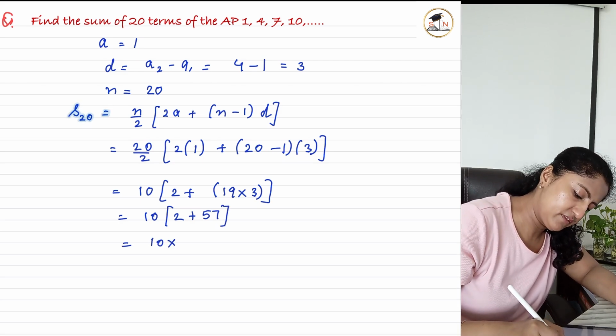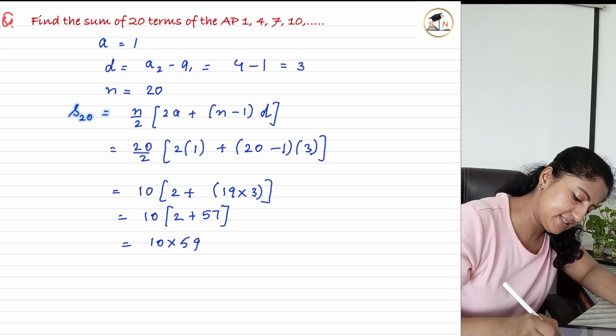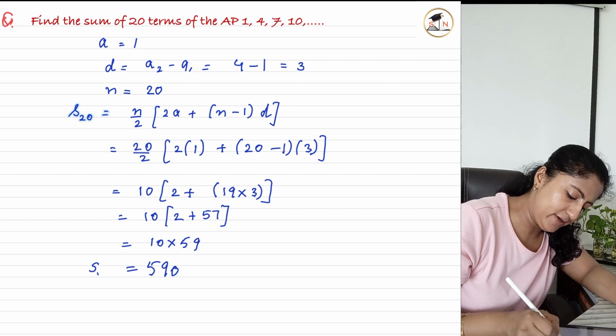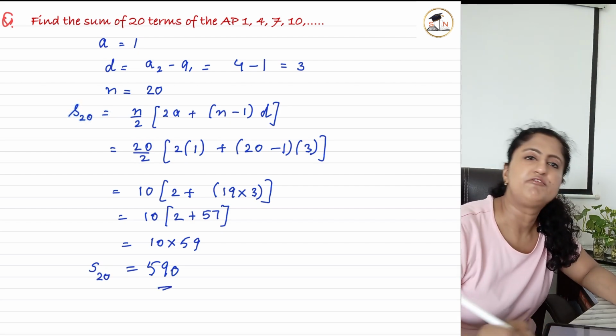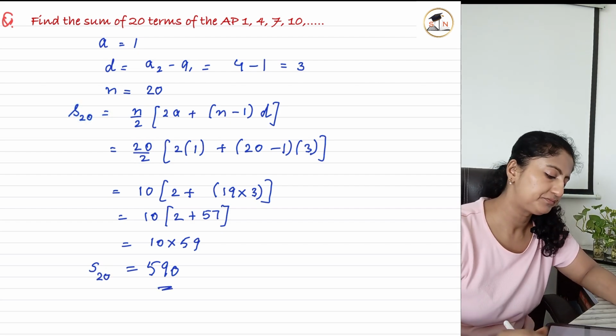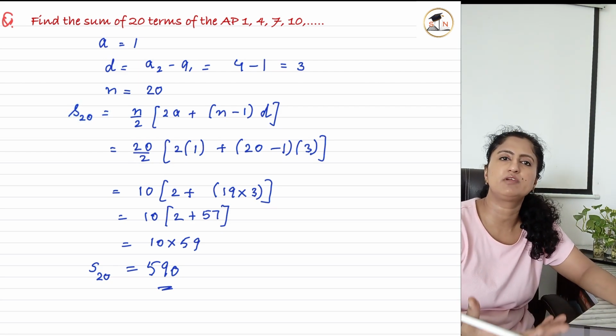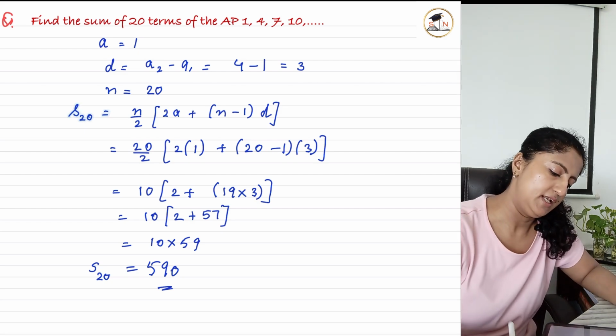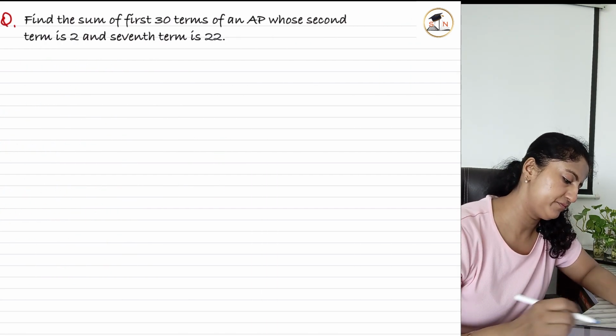10 times 59, and hence the sum comes out to be 590. So S20 comes out to be 590 over here. Okay. This was the most simplest question where we had learned to apply the formula and we were given an AP. Let's move on to the next kind of a question.